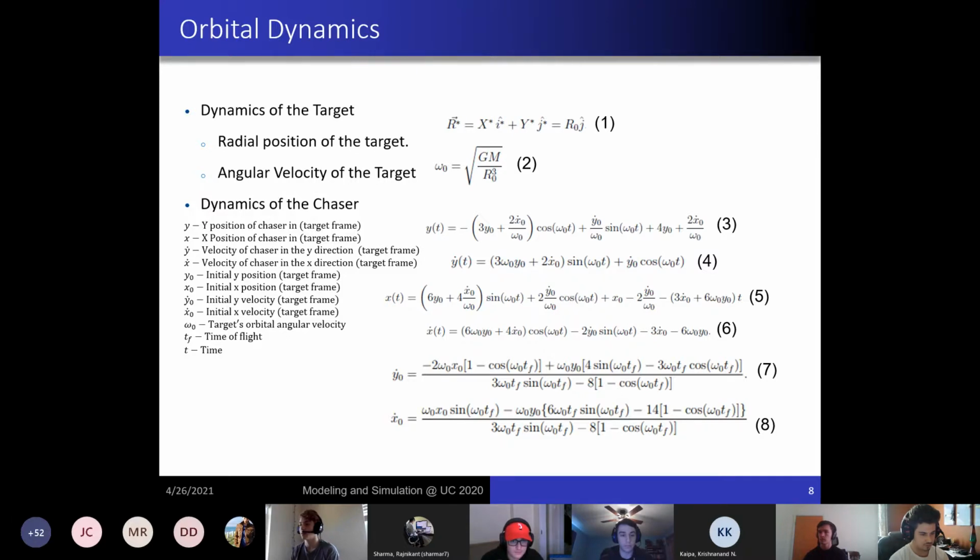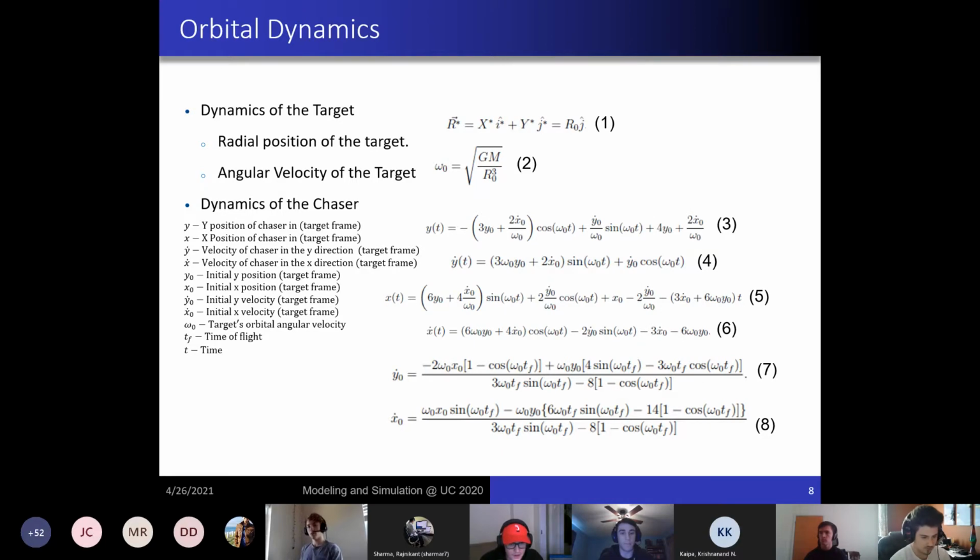And all of this is with respect to time, because I'm talking about equations 3 through 6, because the position of the target is constantly changing with respect to time because it has a constant angular velocity. And I'll hand it off to Liam to explain equations 7 through 8.